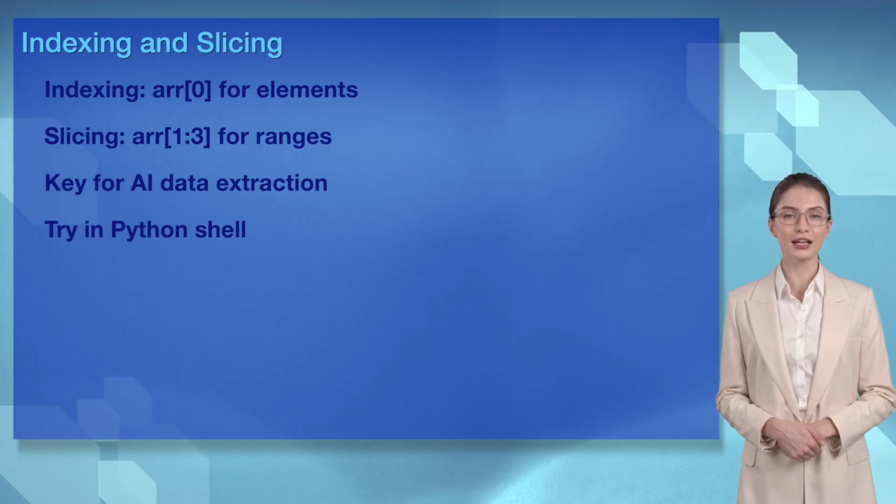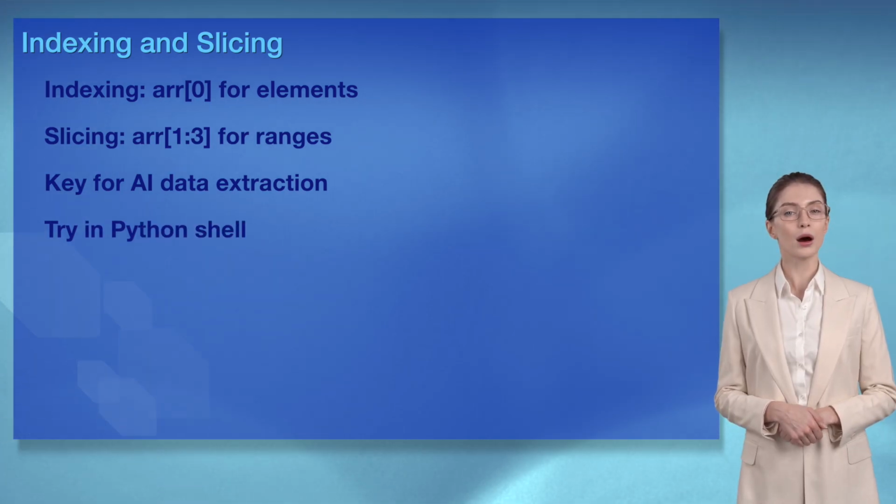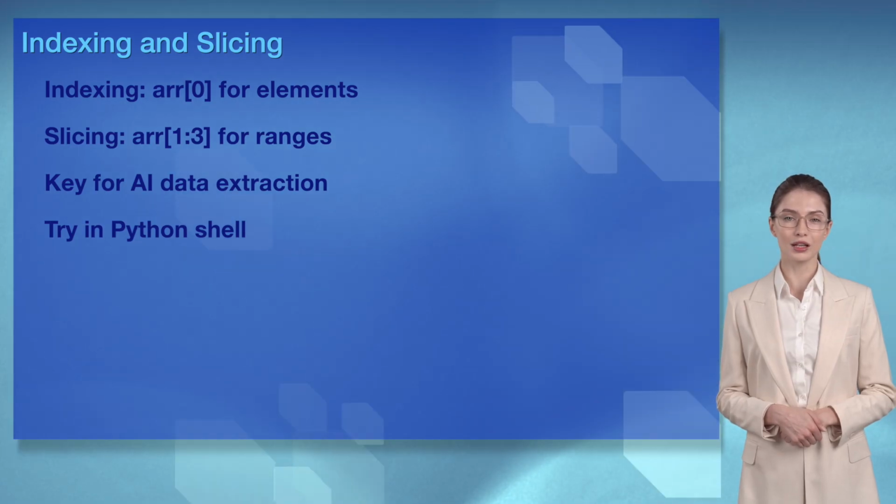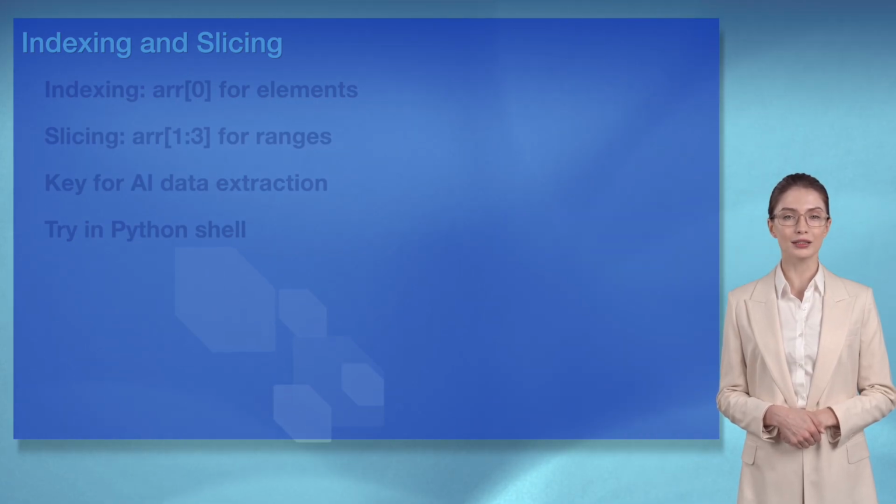Indexing and slicing let you extract AI data, Wizards. Use arr[:, 1] to get specific features. Try it in our challenge to master it.